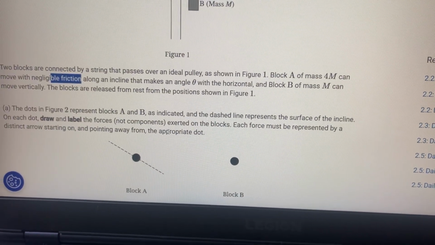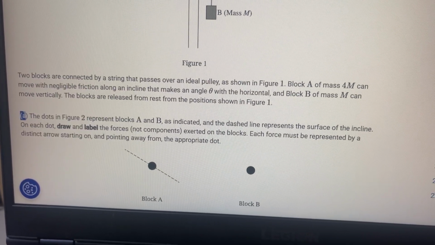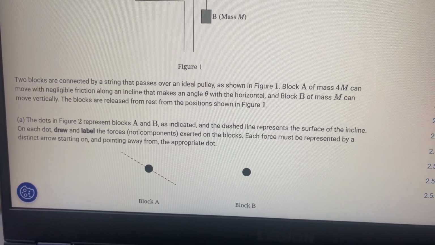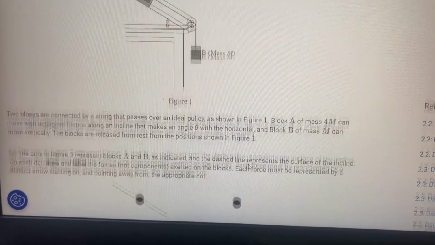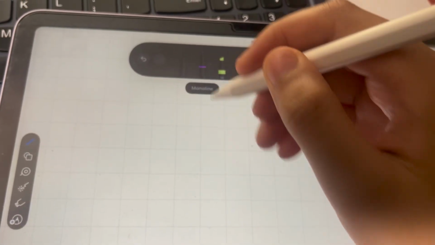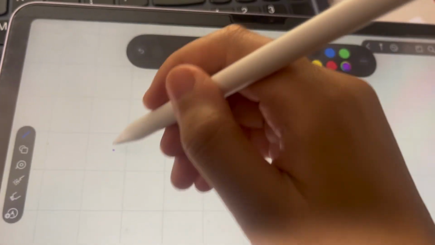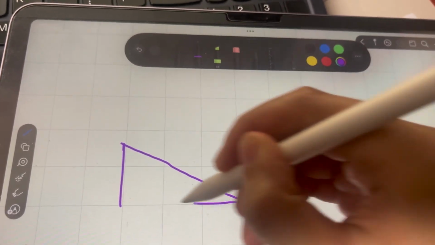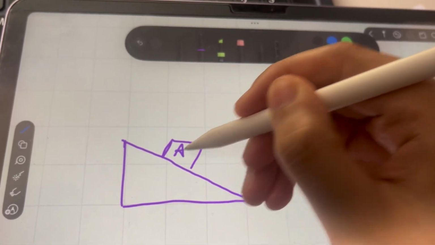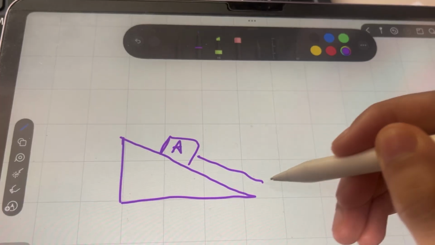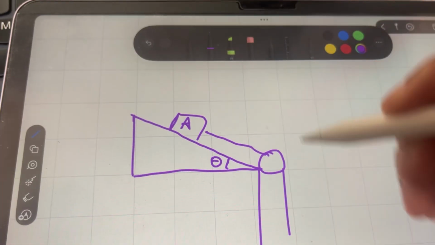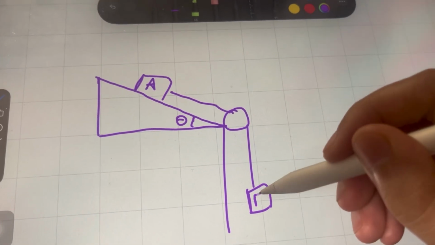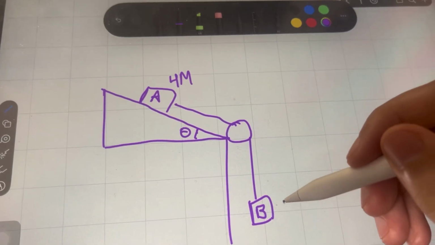So here's question A. Pretty much they ask us to draw a free body diagram of block A and block B. So let's draw this. There's this block A, and then there's string attached to it, pulley. There's theta right here, and then there's block B, mass 4M, and this is mass M.